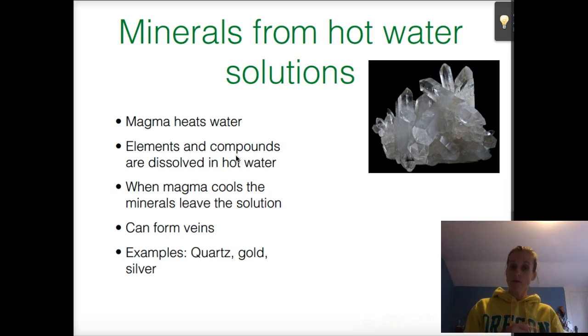Now, this is a little bit different because our minerals forming from evaporation, they're ones that are not like deep. We don't find those in deep mines. Those are more our surface minerals that can be mined from surface mines. When we're talking about magma heating a solution, we're talking about minerals that are found deep in the Earth's crust, because we're saying a magma source is heating the water.